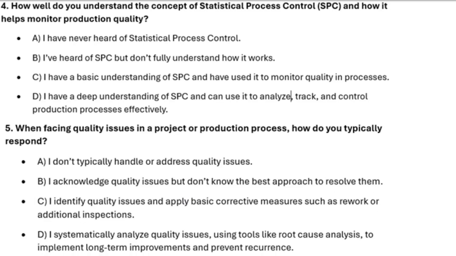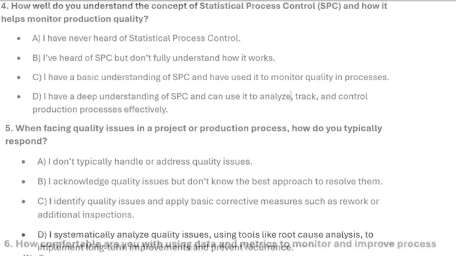5. When facing quality issues in a project or production process, how do you typically respond? A. I don't typically handle or address quality issues. B. I acknowledge quality issues but don't know the best approach to resolve them. C. I identify quality issues and apply basic corrective measures such as rework or additional inspections. D. I systematically analyze quality issues, using tools like root cause analysis, to implement long-term improvements and prevent recurrence.